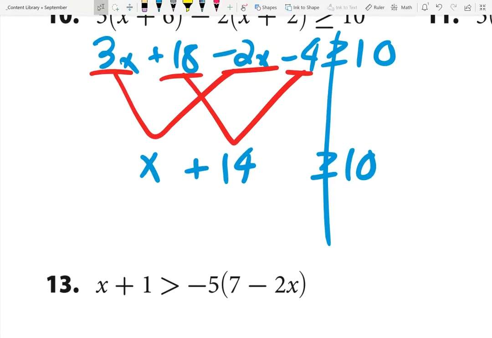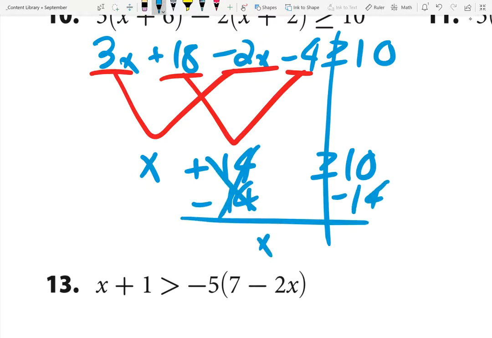So when I solve, I just have to get rid of the 14. The way to do that is subtract 14. That'll cancel it out. We'll have x is bigger than or equal to 10 minus 14, which is negative 4.